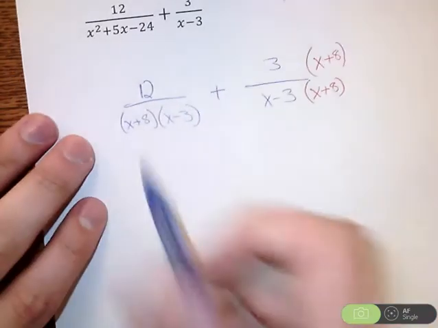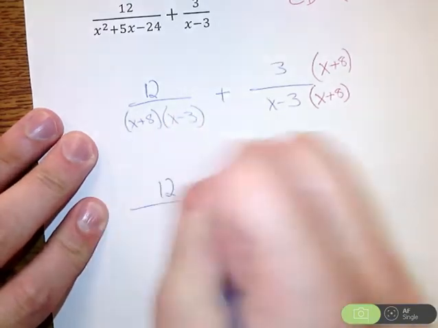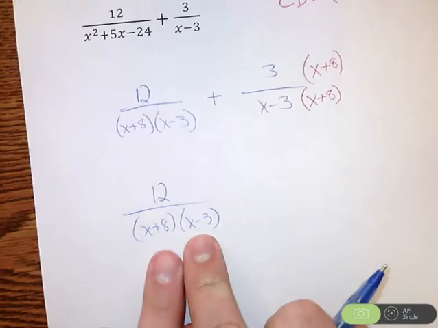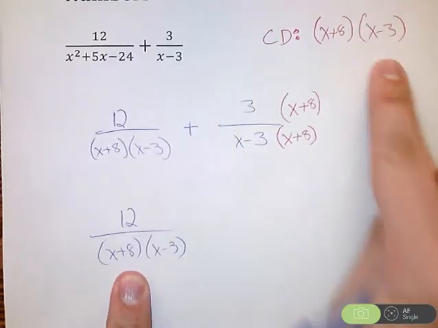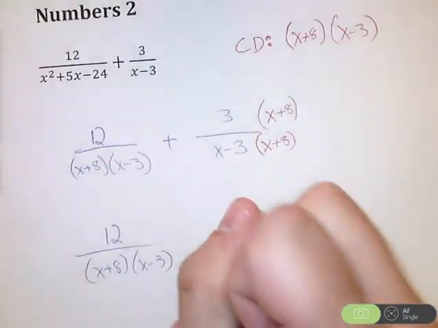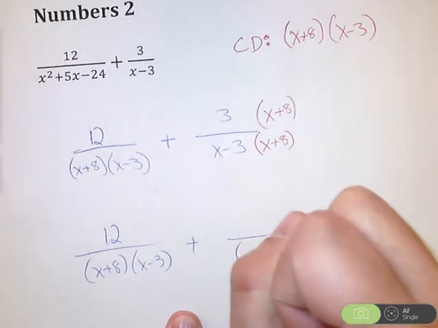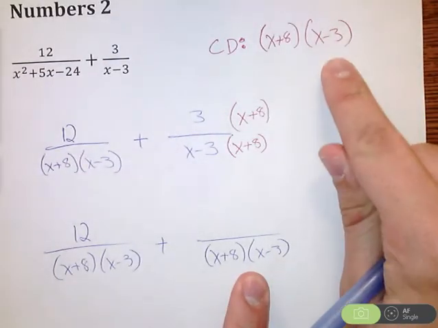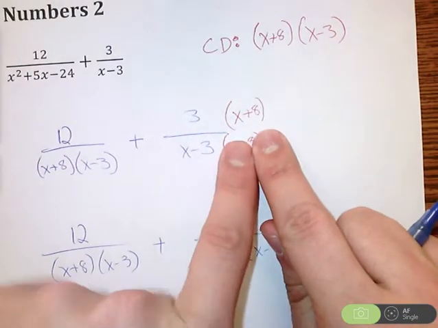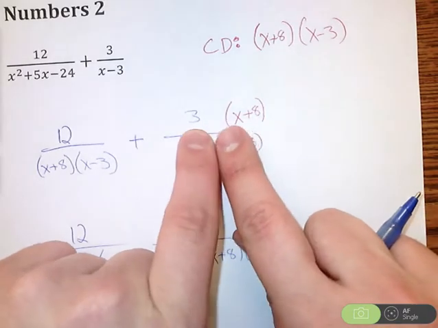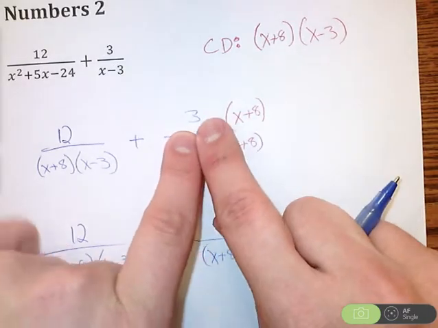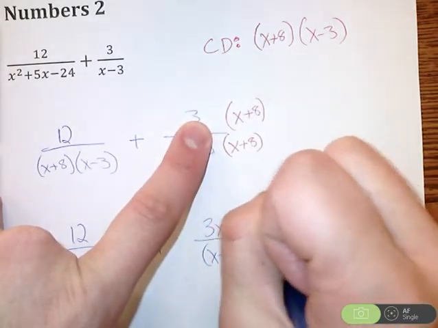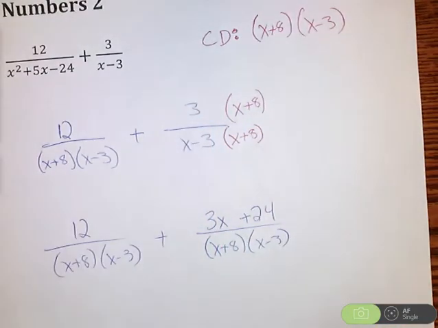So my next line, nothing over here changed, so I'm going to just rewrite that. 12 over x plus 8, x minus 3. Remember, this is what I want my common denominator to look like. So over here in the bottom, I'm not going to multiply that out. Let's just leave that alone for now, x plus 8, x minus 3, because that's what I want it to look like. But up top, I'm actually going to multiply this out. So I'm going to take this 3 times that x plus 8. So 3 times x is 3x. 3 times 8 is 24.